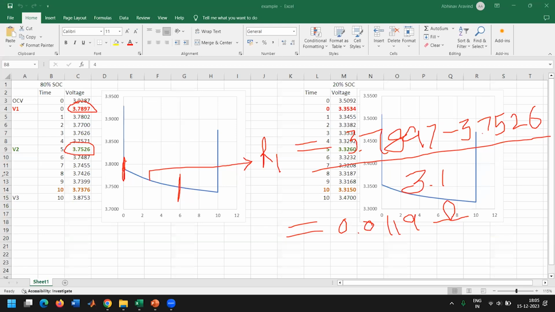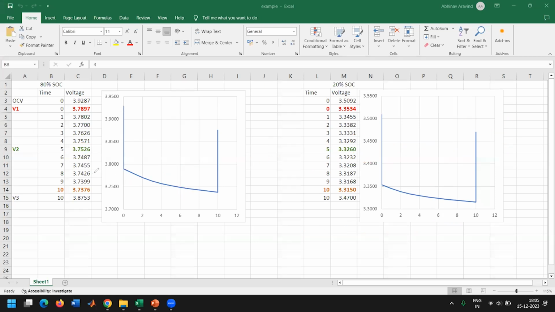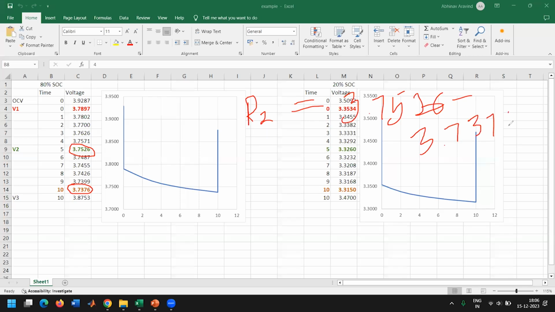Okay, so this is the second type of resistance, and then the third type of resistance will be 3.7526 minus 3.7376. Okay, the one highlighted in brown. So here R2 is 3.7526 minus 3.7376 divided by 3.1. So again, here your answer will be 0.0048 ohms.